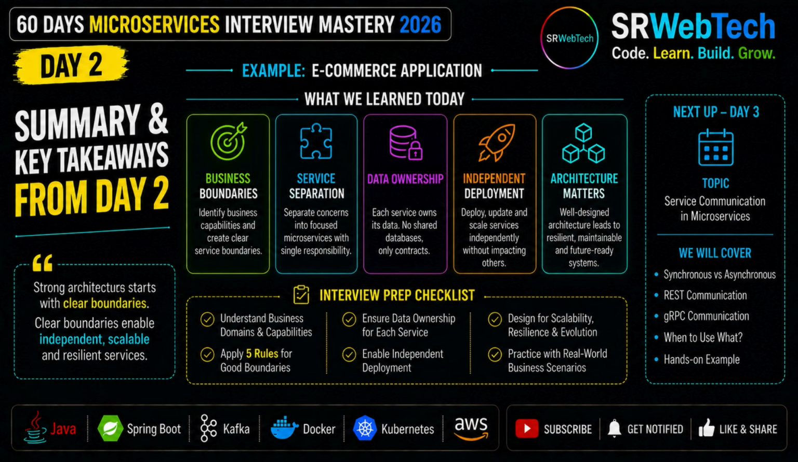Let's summarize day 2. Good microservice boundaries start with business capabilities and bounded contexts, not database tables. Look for high cohesion, low coupling, clear data ownership, manageable transaction boundaries, team ownership, and independent deployment. There is no universal service size. The right boundary keeps responsibilities clear and allows services to evolve independently. In day 3, we will tackle the shared database problem and why it creates hidden coupling.